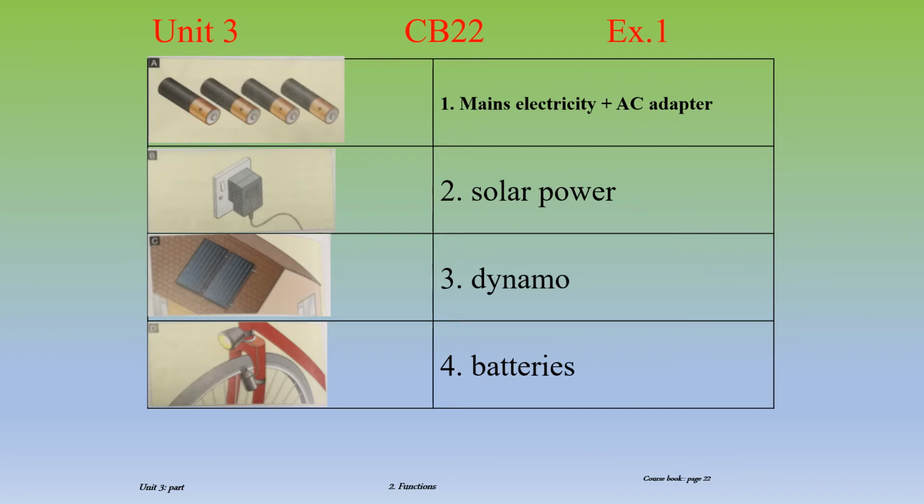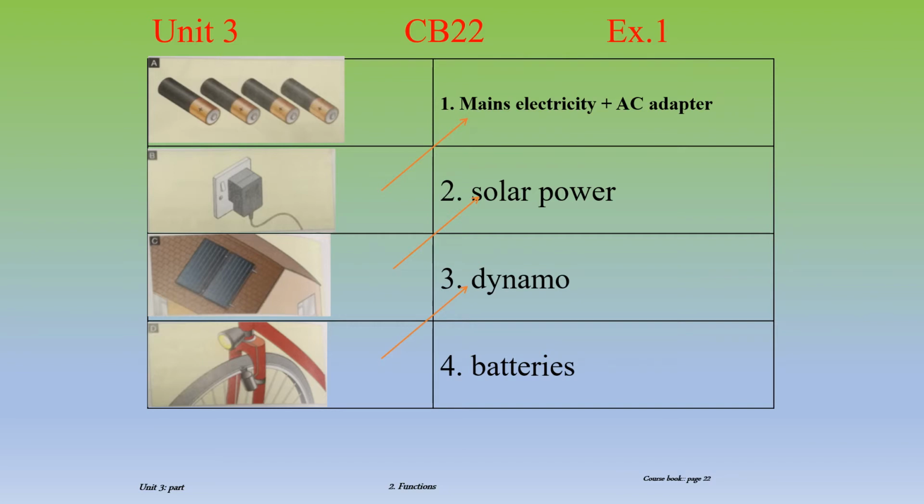Okay, after pausing the video and coming back to check the answer, let's see together. Mains electricity plus AC adapter. Mains electricity, the one that you take from the wall. And the AC adapter, it's this, what we studied before. Number 2, solar power. Solar power.